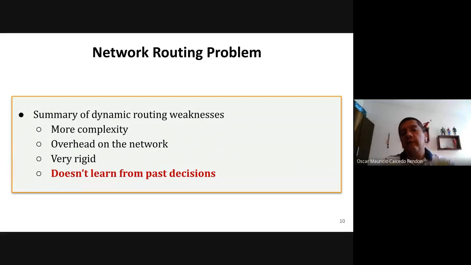Finally, here we have different problems with the distance vector protocols and with the link state protocols, but the most important problem that I want to highlight is that these kinds of protocols don't learn from past decisions. RIP, OSPF, they don't learn from past decisions. Then if these protocols take decisions that lead to congestion, they can repeat that decision because they don't learn from past decisions. That's the main problem. And this problem is very important, mainly in data center networks. In data center networks, in very large networks, it's so important to learn from past decisions to avoid congestion.